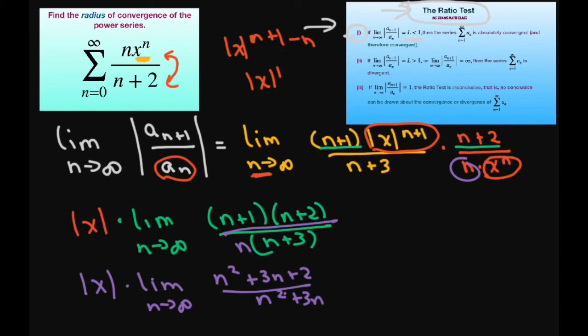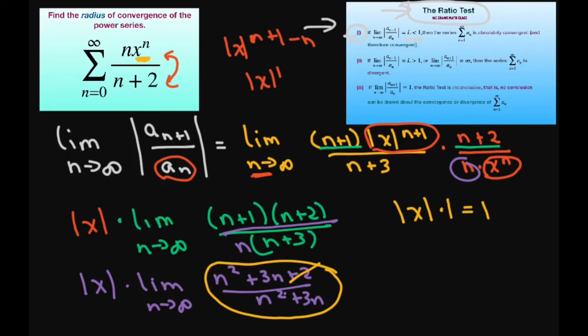All right. Now, when you take this limit, as this number gets larger and larger, it's just going to go to 1 because this 2 is not going to matter. And basically, you're going to have n squared plus 3n divided by n squared plus 3n. So that equals 1. So we basically have the absolute value of x times 1, which just equals absolute value of x. So again, this whole thing just equals absolute value of x.